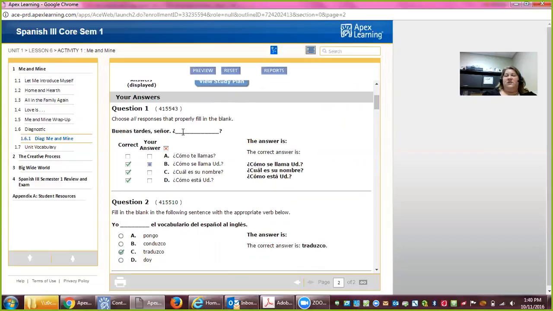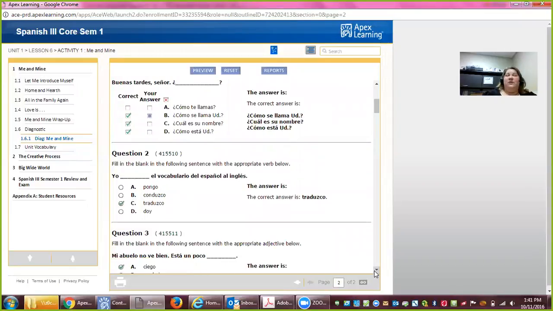It says choose all responses that properly fill in the blank, and I only chose ¿Cómo se llama usted? But I could have also said ¿Cuál es su nombre? And I also could have said ¿Cómo está usted? So see, I didn't read the question very carefully, and I got it wrong because I only marked one of 3 answers correct. So pay attention to things like that. Go through and read the question before you move on.